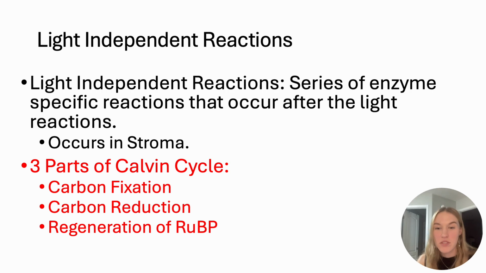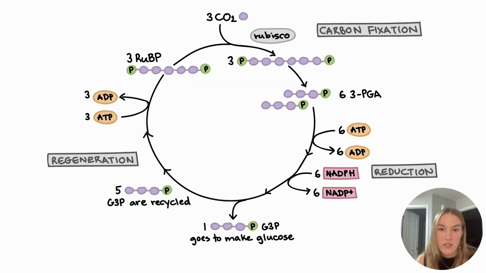But you do need to understand that 1, Calvin cycle is another name for the light-independent reactions, and 2, that it proceeds in 3 steps. So 3 general steps: carbon fixation, carbon reduction, and regeneration of RUBP. So this is the overview. And if you could understand this, you're in really good shape.